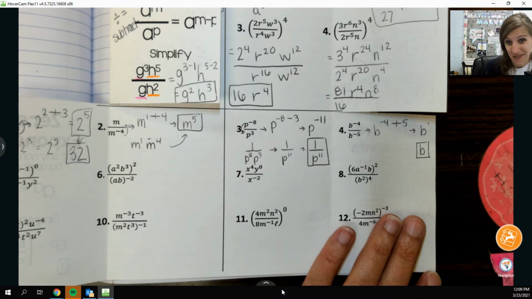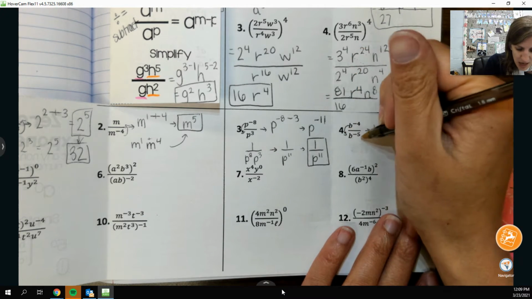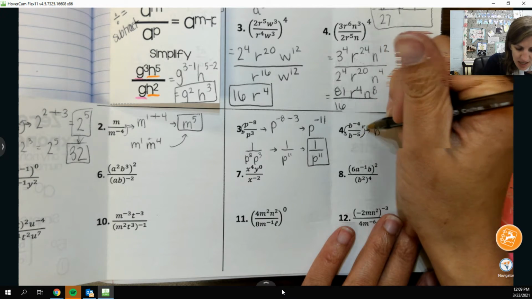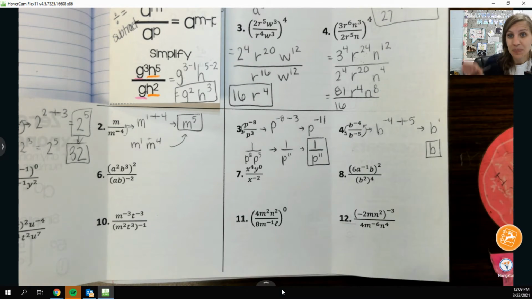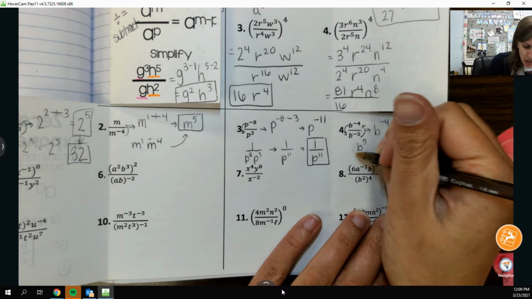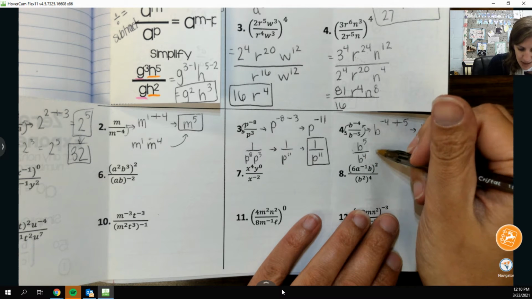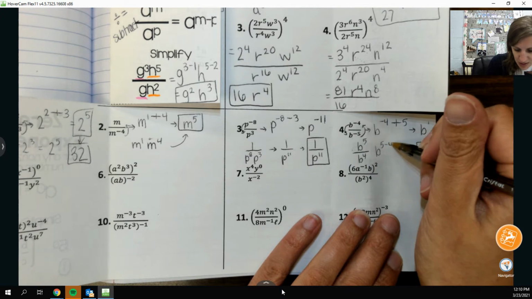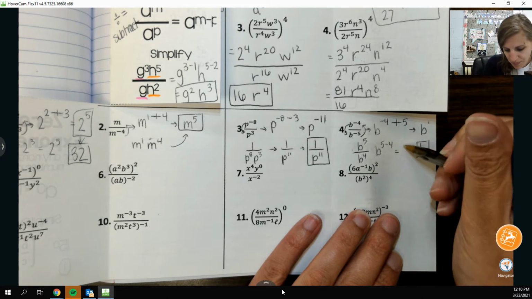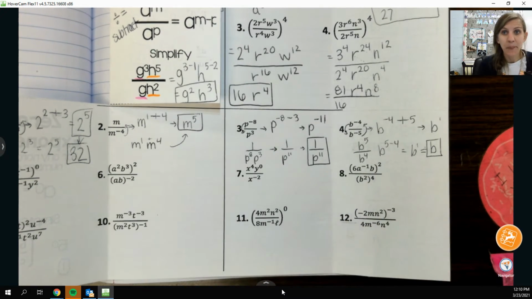Now, another way of thinking of it is since this b is negative, it moves to the bottom. And since that b is negative, it moves to the top. So these b's are switching spots, and I'm left with b to the 5th over b to the 4th. And again, because I'm dividing, I would subtract 5 minus 4, which is 1. So either way, I get the same answer.